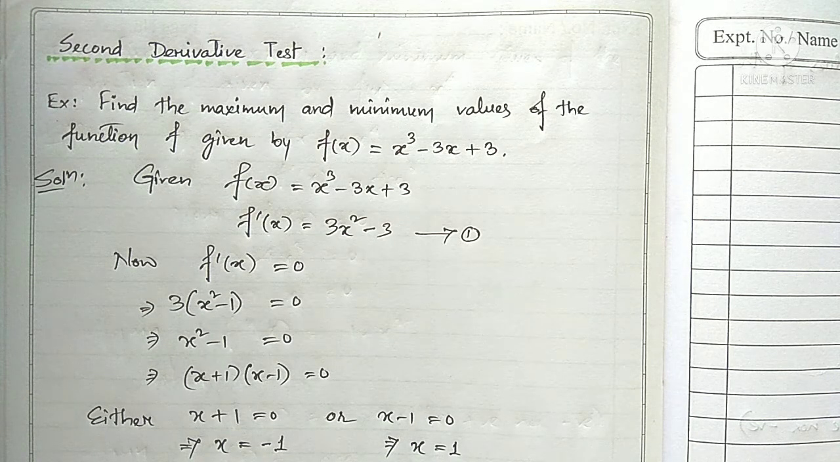Find the maximum and minimum values of the function given by f(x) = x cube minus 3x plus 3. In this question, we have to find the maximum and minimum. If a closed interval were given to us, then we know we would solve with the help of the first derivative, applying the absolute maximum and absolute minimum method. But here the closed interval is not mentioned. So in this way, we can identify that in this question especially, we have to apply the second derivative test.